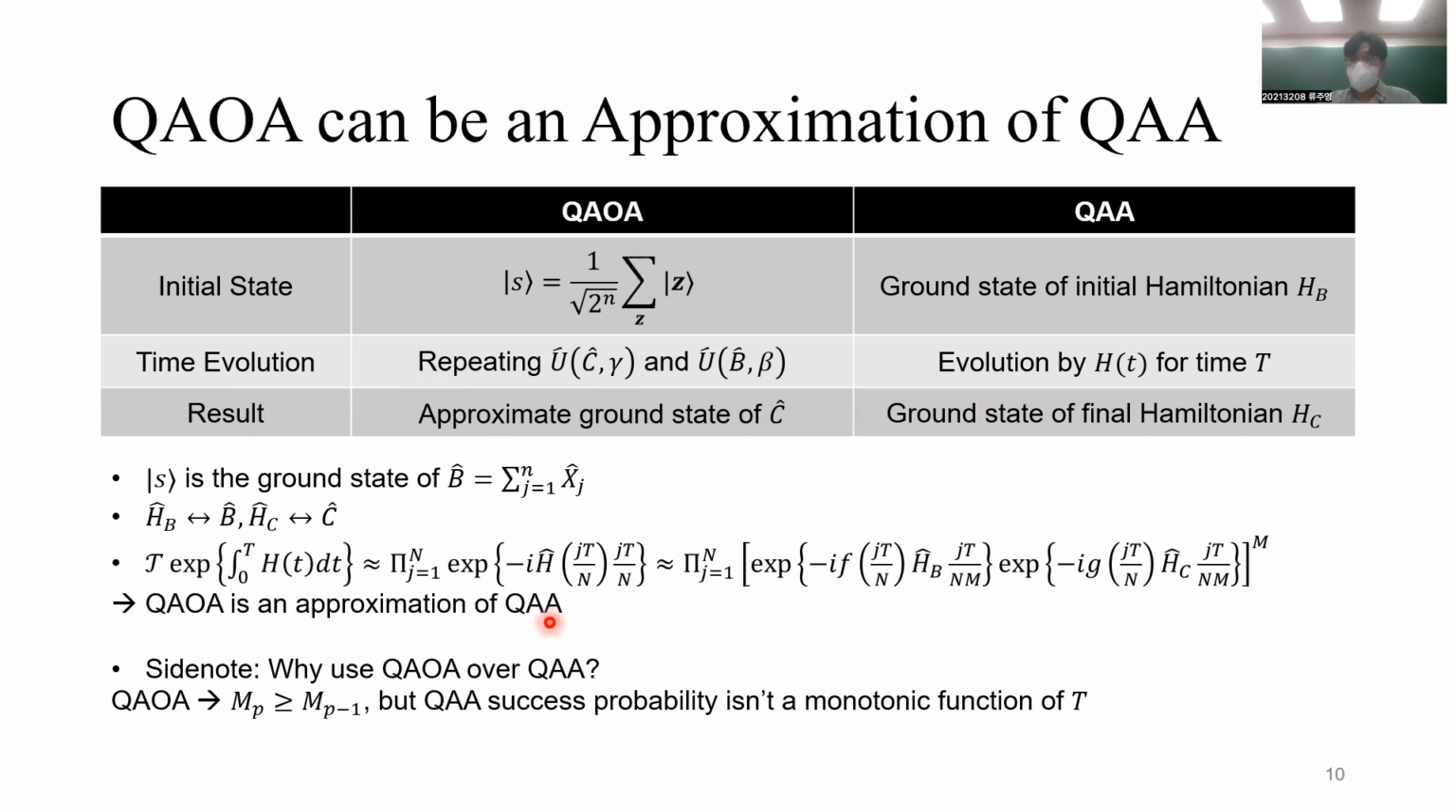Then I guess the natural question to ask is, why use QAOA over QAA? Well, QAOA has this property. I think I said in my previous slides that this is important, but QAA doesn't have this property. So even if we increase T to infinity, there are some cases where this doesn't give a good success probability.